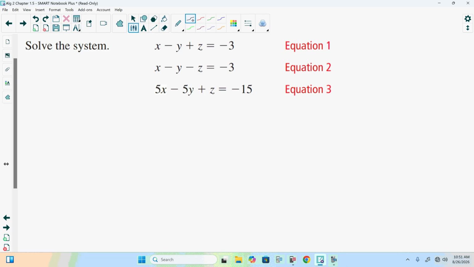Again, when we start this, we need to pick a variable to eliminate first and an equation to eliminate it with. Because really we're looking for what values of x, y, z are going to make all three equations true. We can add or subtract to get there. Which one do we want to eliminate first? It really doesn't matter which one we choose.